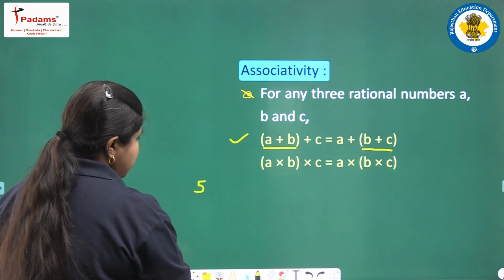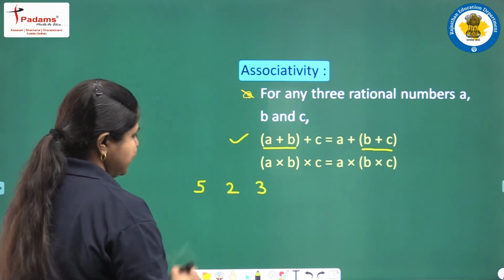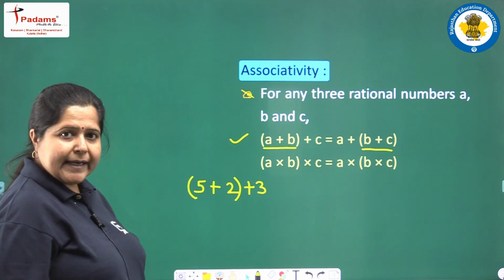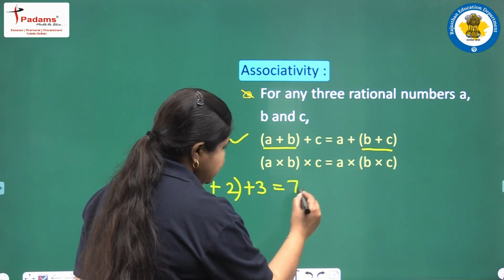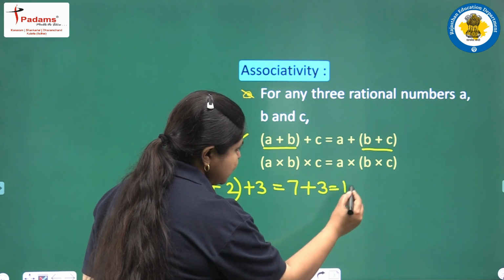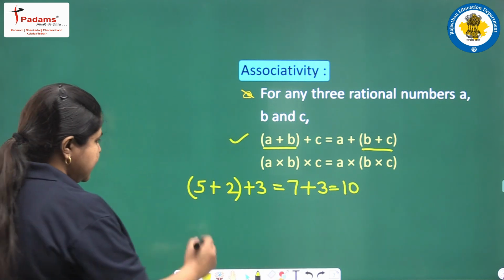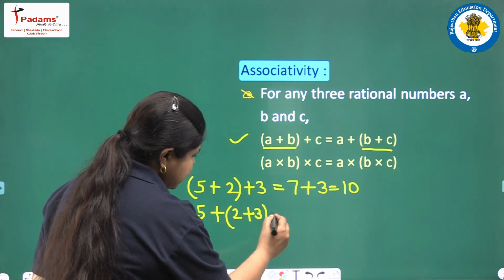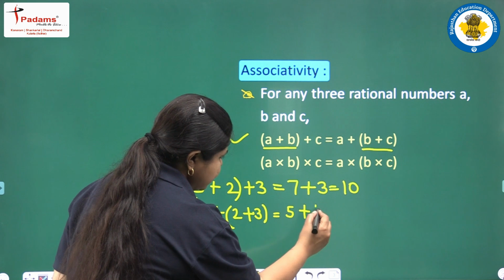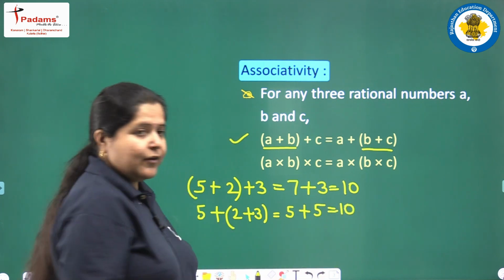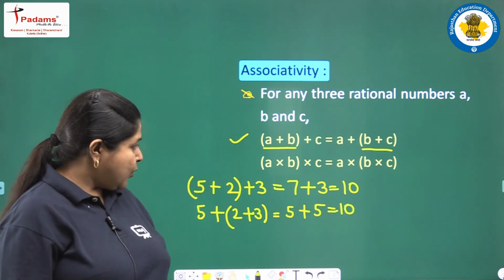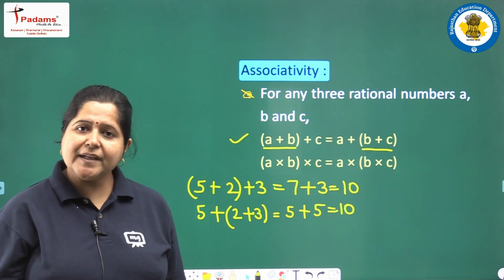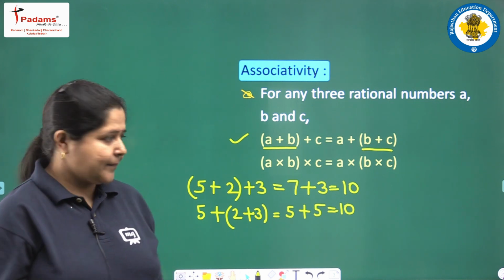Let us take three whole numbers, 5, 2 and 3. If I add in this manner, first 5 and 2 and then 3, what do I get? 7 plus 3 equal to 10. And now if I add in this manner, 2 plus 3, then what do we get? 5 plus 5 equal to 10. What do you find? That both the answers are same. So we conclude that we can group the numbers in any order to add.